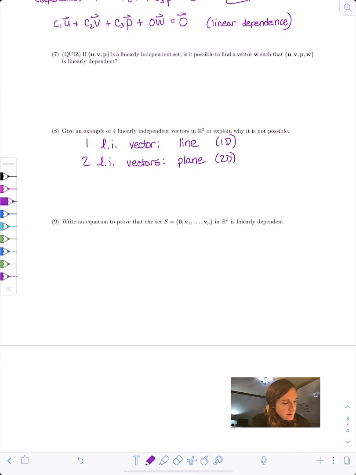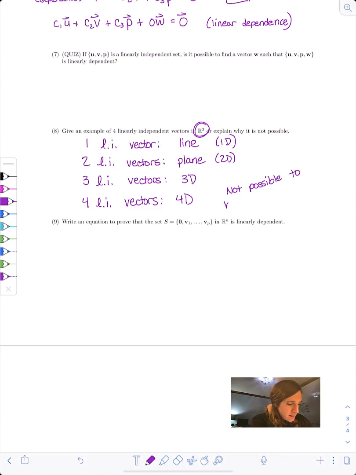A line is 1D. And similarly, once you have 3, you're going to have to get outside that plane, or else you're in the span of those two vectors. And so you get something 3-dimensional. So if you have 4 linearly independent vectors, then you need to be in a 4-dimensional space. But this problem tells us that we're in R3, which is 3-dimensional, so it's not possible to have a 4-dimensional object in a 3-dimensional space. Just like you can't fit a plane onto a number line.